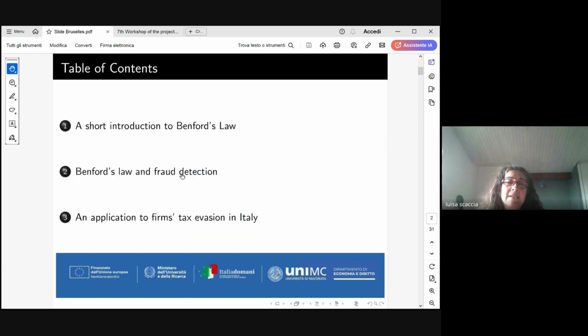So I will start by briefly introducing Benford law. Then I will move to explaining how it can help in fraud detection. And I will finish with our application of using Benford law to discover firms' tax evasion in Italy.